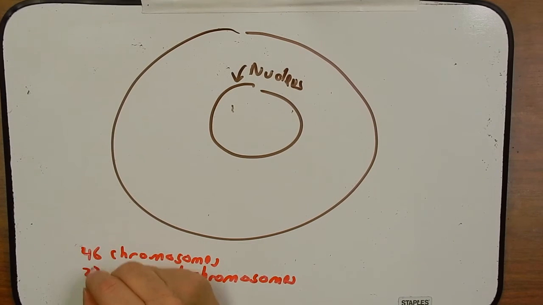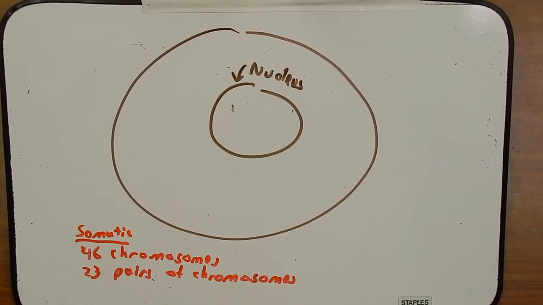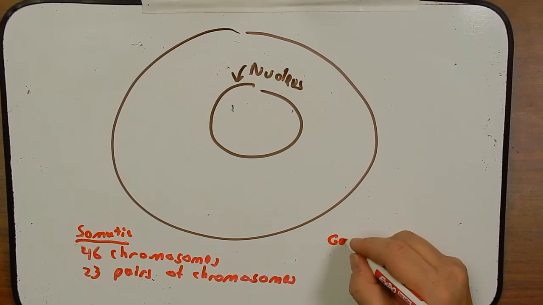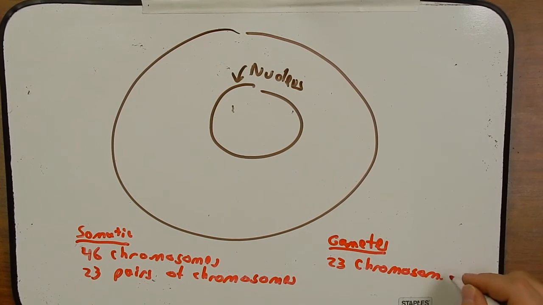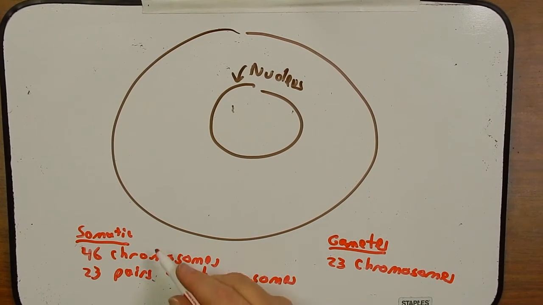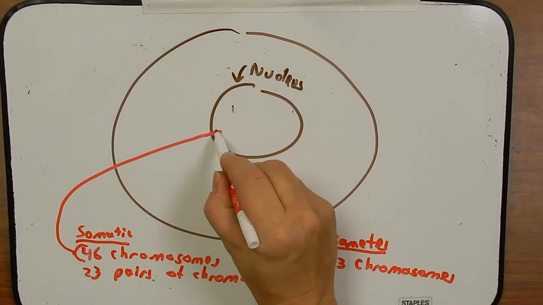Oh, and I should clarify, this is in somatic cells. All of our cells except our gametes. Our gametes, eggs and sperm, would just have 23 chromosomes. But our gametes always have half the number of our original chromosomes. But let's think about these 46 chromosomes right now. How do we get these 46 chromosomes in here?